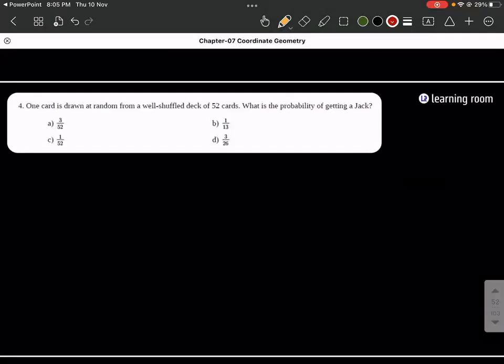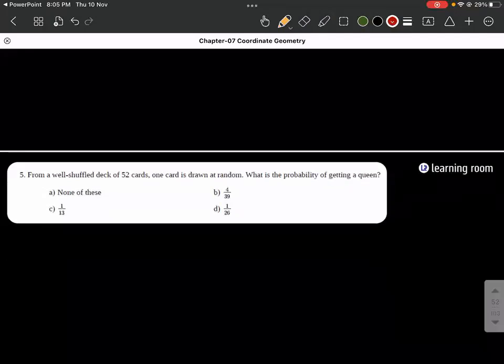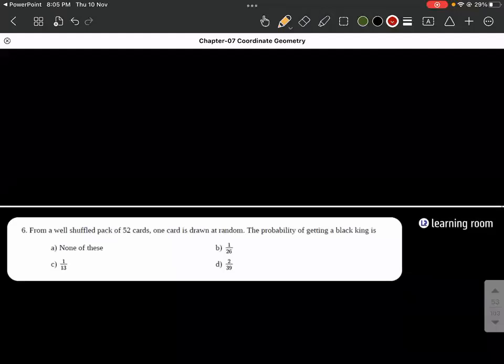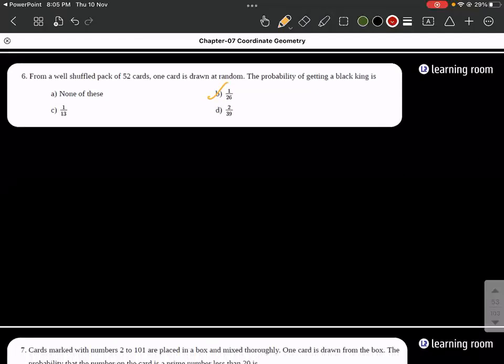One card is drawn at random from a well-shuffled deck of 52 cards. What is the probability of getting a jack? So how many jacks are there? 4. So again 1 by 13, sir. Yes, 1 by 13 is the answer. From a well-shuffled deck of 52 cards, one card is drawn at random. What is the probability of getting a queen? Same, 1 by 13. Yes. The probability of getting a black king: 1 by 26.